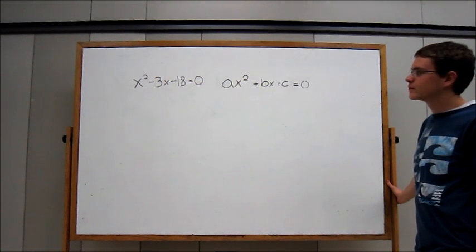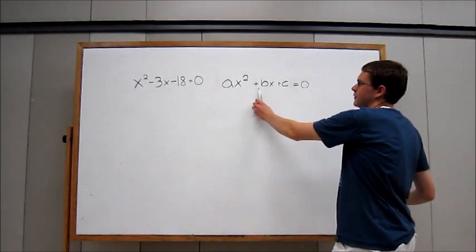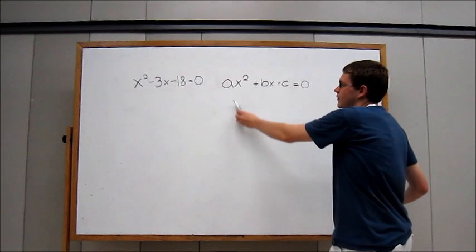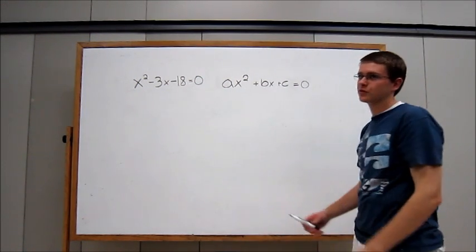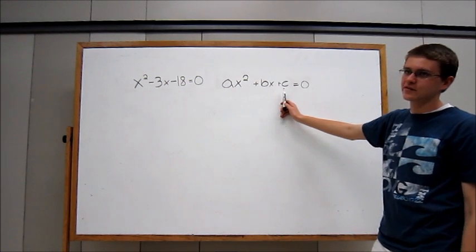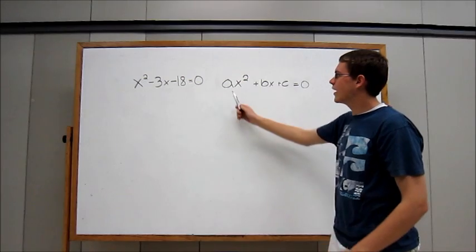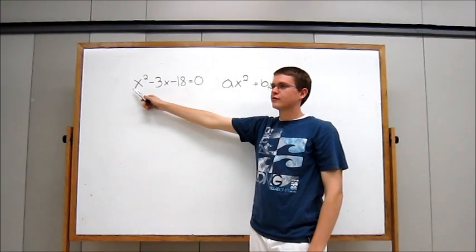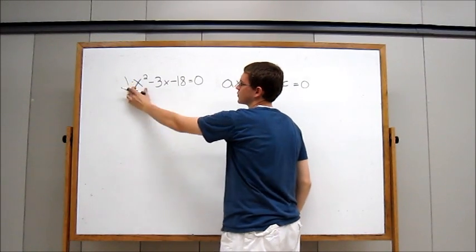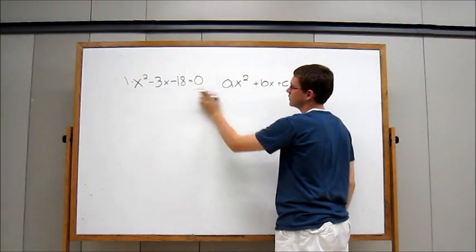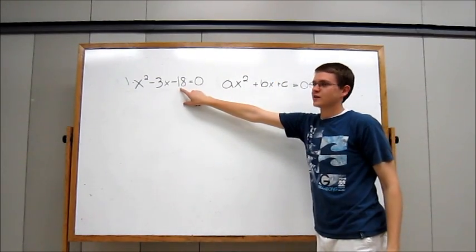Alright, Dan, what's the first step? Okay, well, what you need to know now is what a, b, and c stand for. A is the coefficient on the x squared term, b is also a coefficient but only on the x term, and then c is a constant, so it's just a number. Alright, what is a, b, and c on our original problem? Well, since there's no number in front of x, it's really 1 times x squared. So a is 1, b is negative 3 because of the minus sign, and c is negative 18 because of the minus sign.